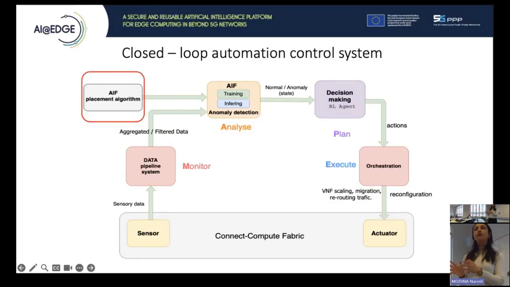So once we have decided on the number and the placement of the IAFs, now comes the training of the anomaly detection model. So we should specify the placement and the number of IAFs, then we go through the training. For the moment, we are doing that manually, but the next step will be to integrate it in an automatic way.